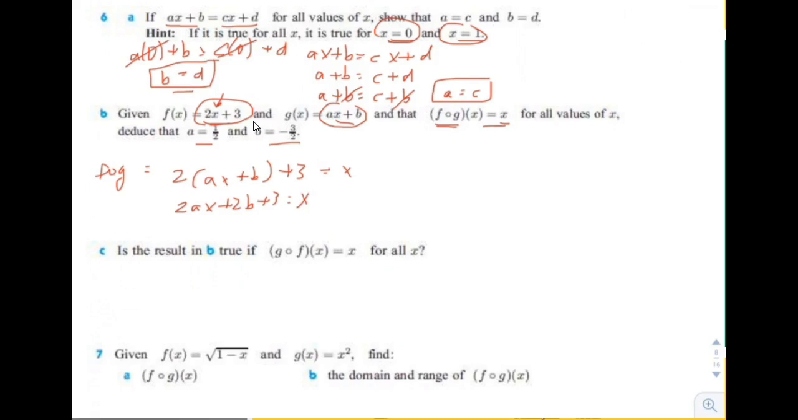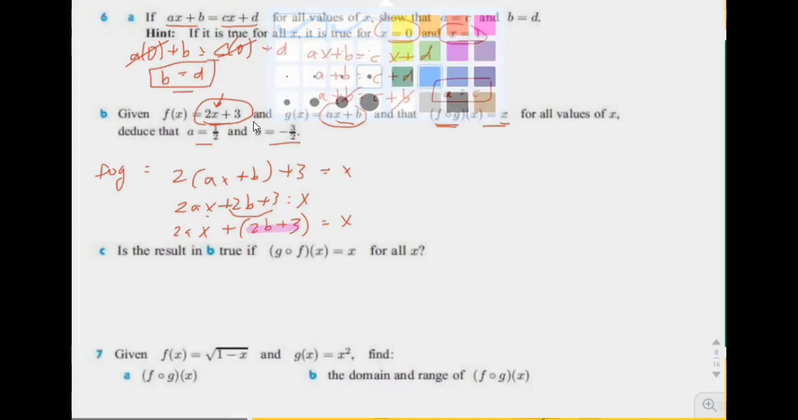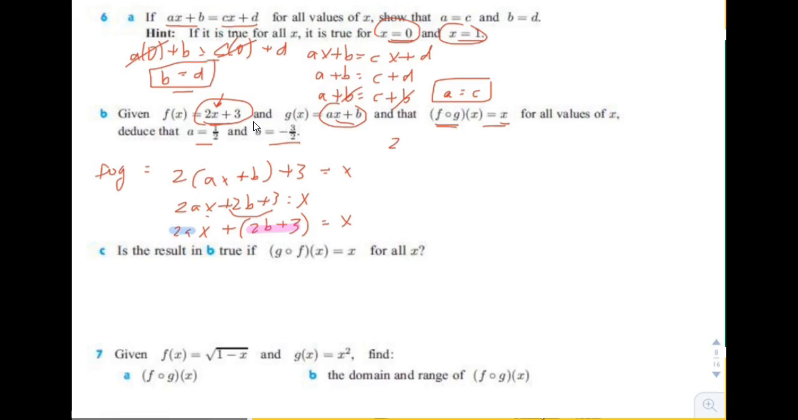And then we can combine the like terms. So there's the x term, and then there's the non-x term. So we have 2ax, and then we have a constant term, 2b plus 3, equals x. So now, since it is equal to x, we know that the pink part here is equal to 0, and the blue part here is equal to 1. So 2a is equal to 1. 2b plus 3 is equal to 0. So 2a equals 1, then we divide both sides by 2, and we get a equals 1/2.